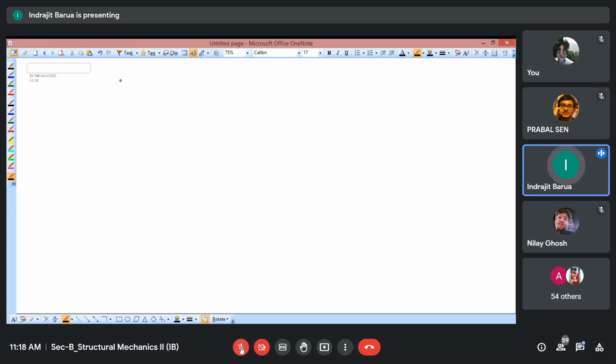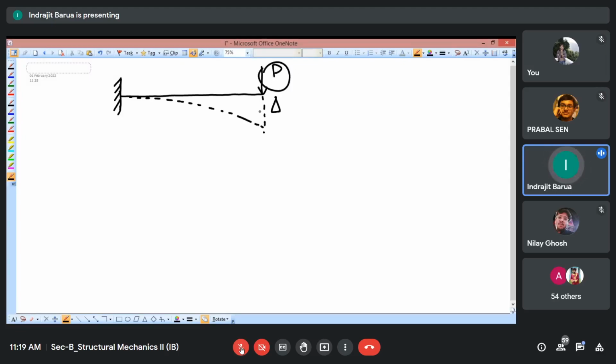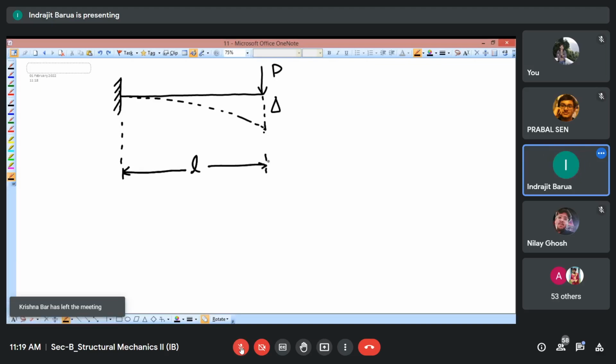Okay. So first let's take a cantilever. We will be using the moment equation because we know with respect to this P and with respect to this delta, because this will be my elastic curve, we will be getting some equation for the work done, and we'll be equating that to get our displacement equation using the strain energy. So this is my L length. Okay, so we are good to go.